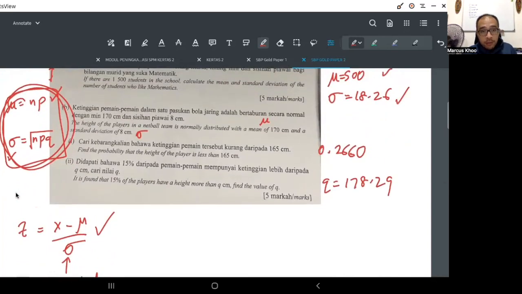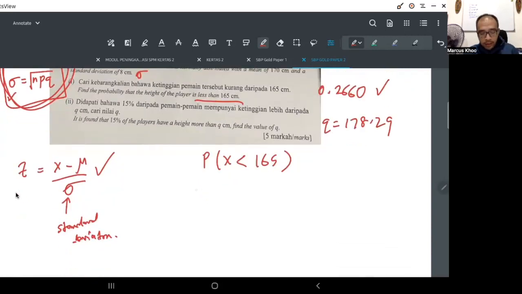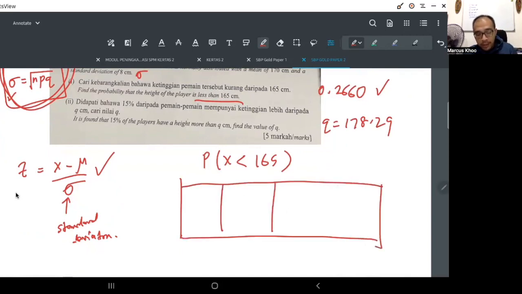Find the probability of the height of the player being less than 165. So this is the probability of x is less than 165. You just follow the process and you should be able to get 0.2660. I hope at this point I don't have to keep reminding, depending on how you learn this. But if you are my student, then you will know that I teach the table method, which is this is x, this is z, this is the graph, and this is the probability. So you convert one by one, and you can use the same method for the second question.